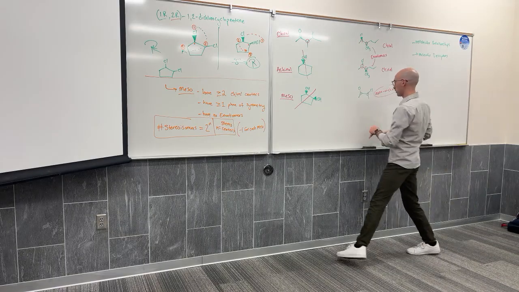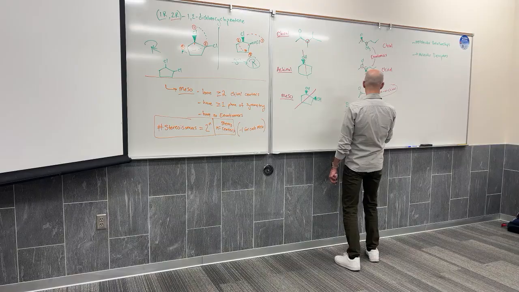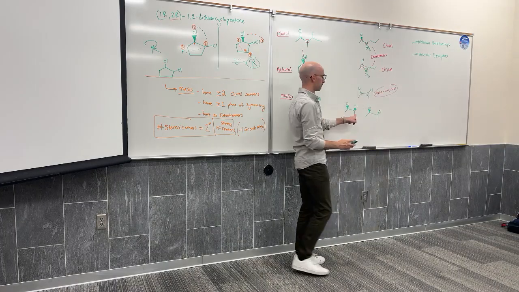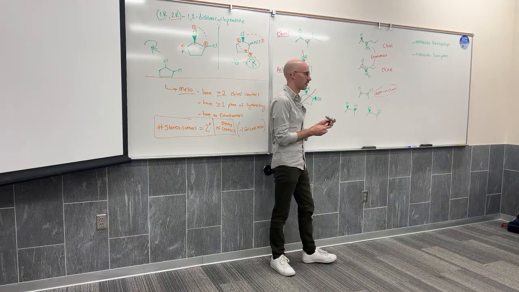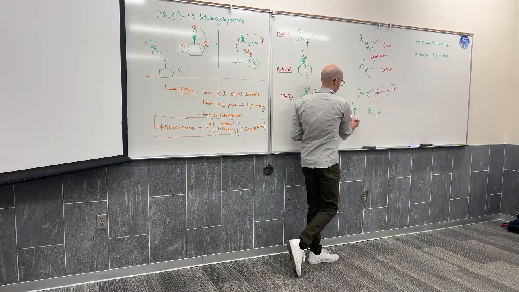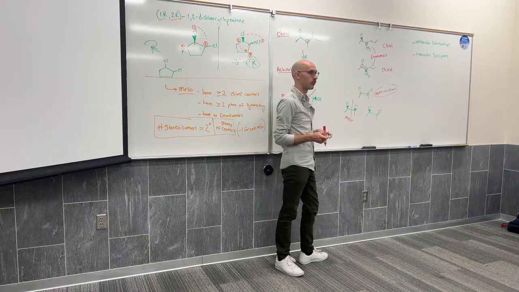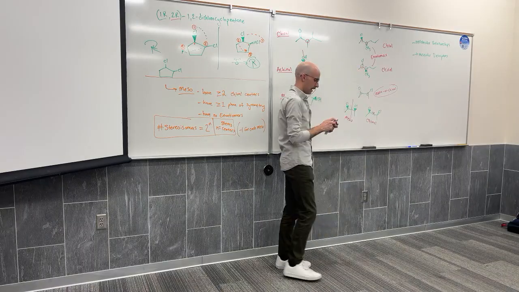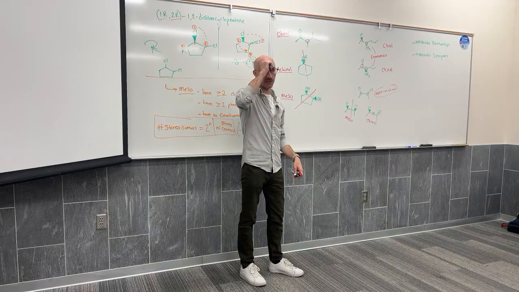And I'll just clarify for you guys. What about the plane of symmetry? Yeah, I'll clarify that for you by sketching this out. There is a plane of symmetry if both groups are wedged or dashed. Then there's a plane of symmetry, and that makes it meso. But if one group is wedged and one group is dashed, there is no plane of symmetry, and that group is chiral.